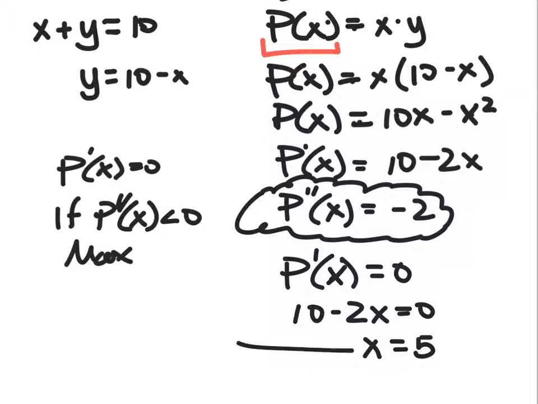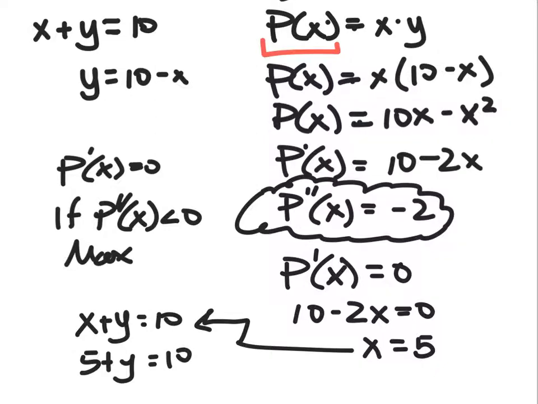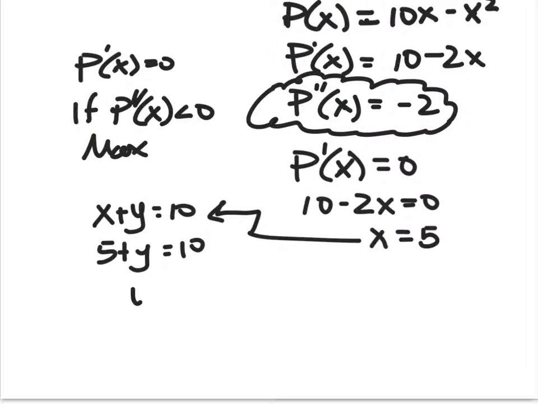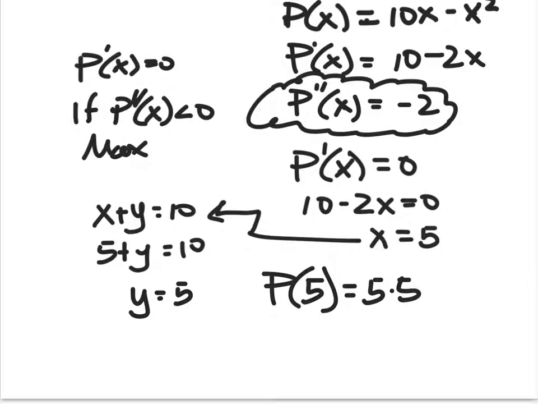If x equals 5, remember x plus y equals 10. Therefore, 5 plus y equals 10. Therefore, y has to equal 5. And if that's true, then the product would be 5 times 5. And so therefore, if those two numbers have to add to 10, then the maximum product would be 25.